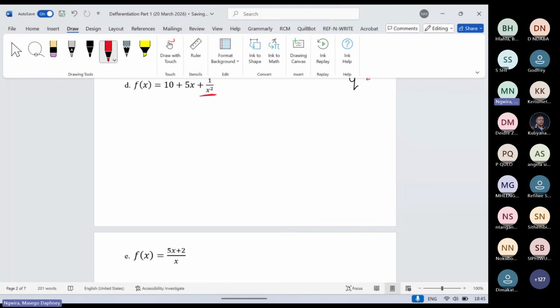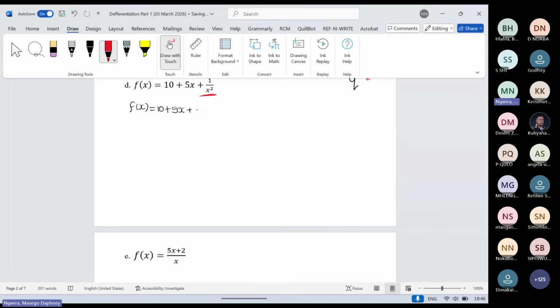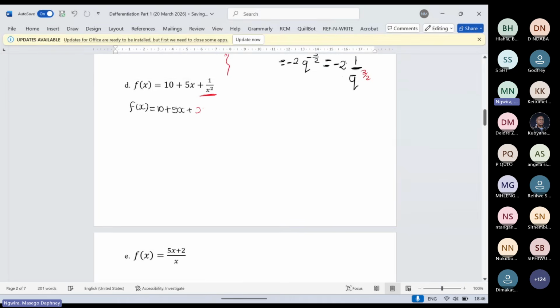So I'm going to change that because I need powers. This is the power rule. So f of x is equal to 10 plus 5x. The only part that I'm going to change before I start is this fraction, 1 over. I don't want 1 overs. So I am going to change this one. It's going to be x to the power of -2, because the rule is when you take a number from the bottom to the top, the exponent changes sign.